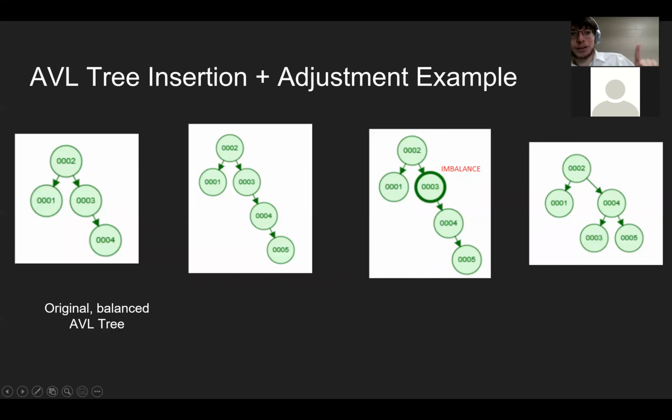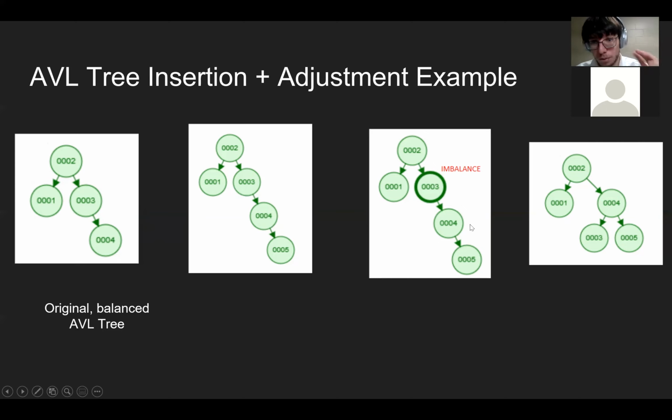Okay, next, we're going to look at an insertion and adjustment example. If I have this tree originally, 2, 3, 1, and 4, and I insert a 5 into it, the 5 is larger than 2, so it goes on the right of 2. It's larger than 3, so it goes on the right of 3. And it's larger than 4, so it goes on the right of 4. So we have this, 2, 3, 4, 5. And notice there's an imbalance.